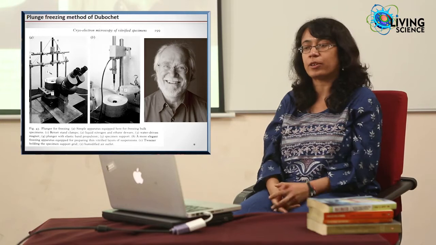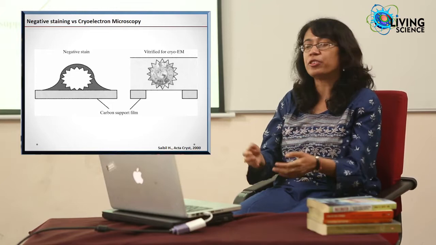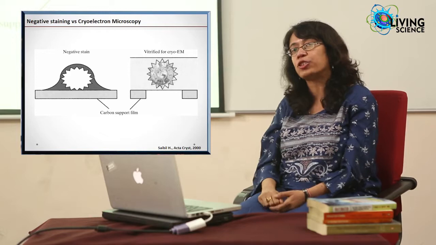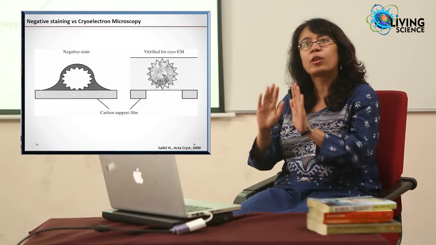So the difference essentially between negative stain and this method of quick plunge freezing, or vitrification, is that while negative stain just gives you the surface features of the biological molecule, the vitrification or cryo-EM preserves the surface features and preserves the biological molecule or particle, so to speak, in as close to a native environment as possible. So Jacques Dubochet was the person who put cryo in cryo-electron microscopy.